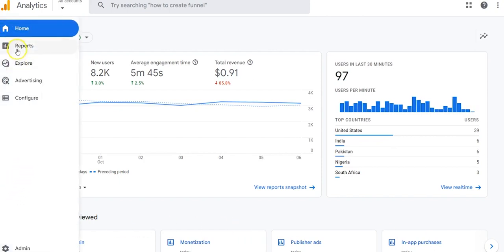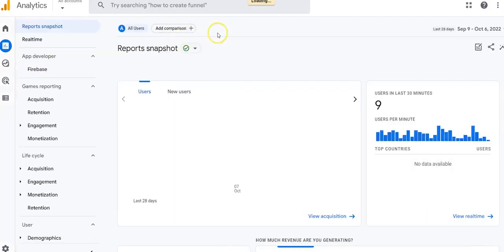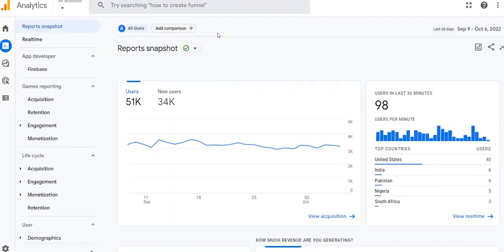I think a good place to start is looking at our reports. What is it that we really need to know? Well, let's think about it for a minute. An app is about engagement. It's about time in the app. It's about returning to the app. So we have a couple of things.